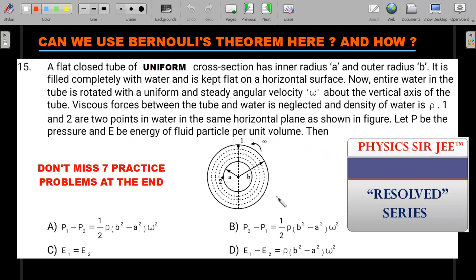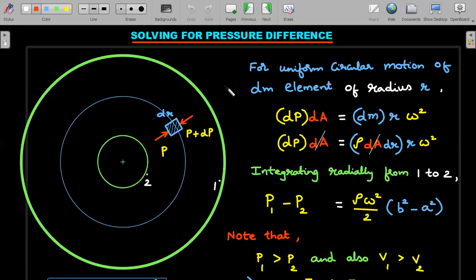Okay, so I hope you have given it a fair try by pausing the video. I'm moving ahead with the pressure calculation first. 2 options are related to the pressure difference between 1 and 2, and 2 options are related to the energy at 1 and 2 per unit volume. Okay, so let's move forward. Solving for the pressure difference is the slightly easier one between the two concepts.